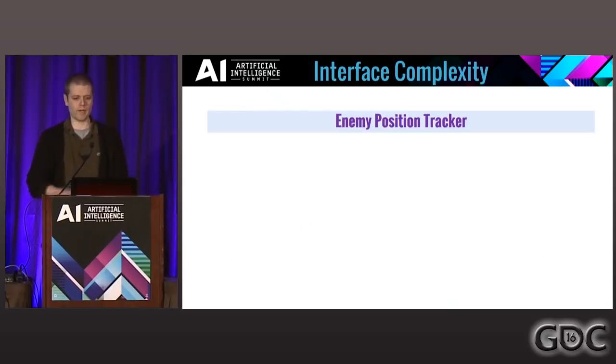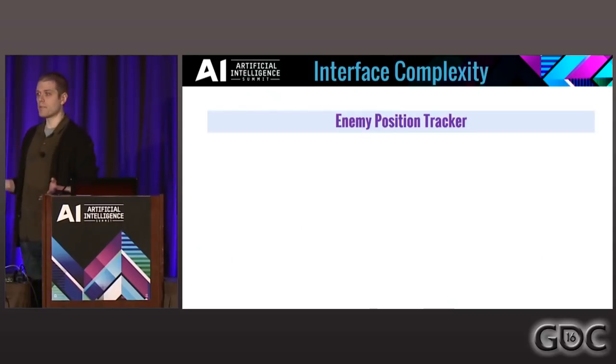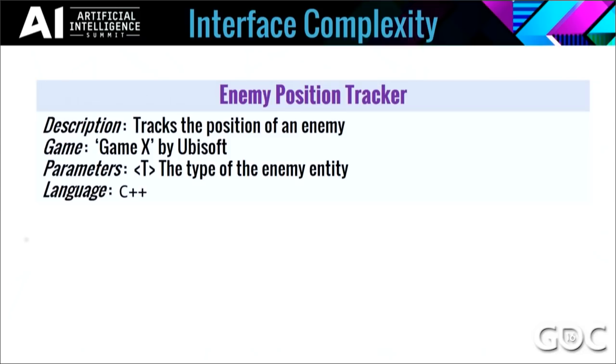So I'm just going to build one out here. This is for an enemy position tracker module. We might want to include some metadata, so a description of the module. This module is parameterized. I can control the type of the enemy entity that I want to track. And that's about it. We don't really need to worry about the functionality.